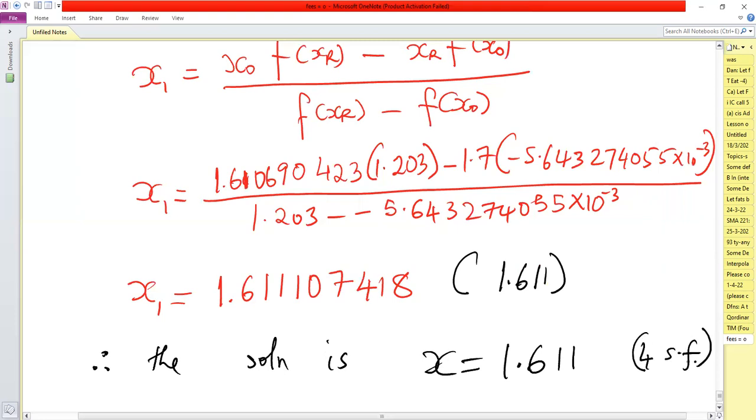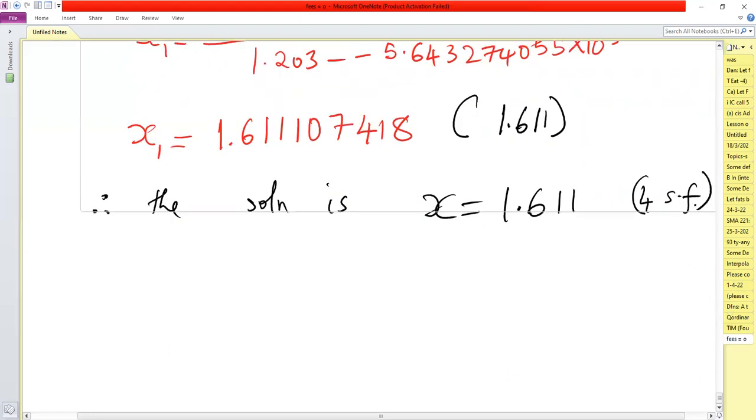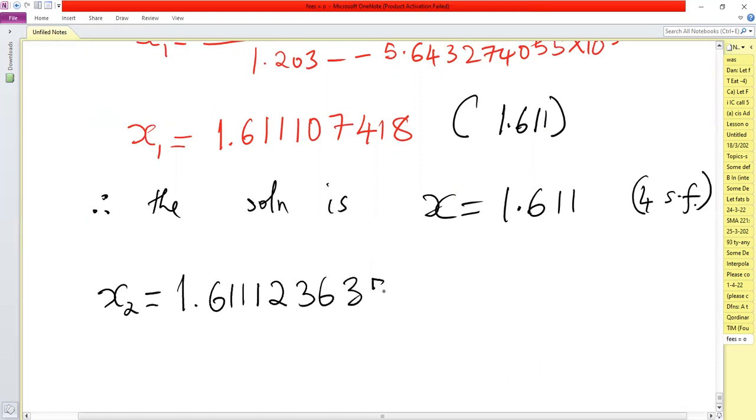You see that the rate of convergence of this method, compared to the first method of bisection, is much easier. We have only done two steps, and for this particular problem, we have the answer. If you do the same steps to get iteration X2, try to work it out and you will see that the answer is 1.611123635, which when you round off to four significant figures, you still get 1.611.